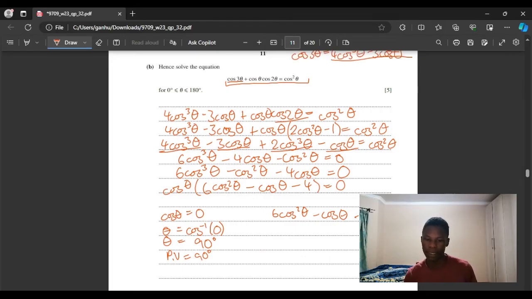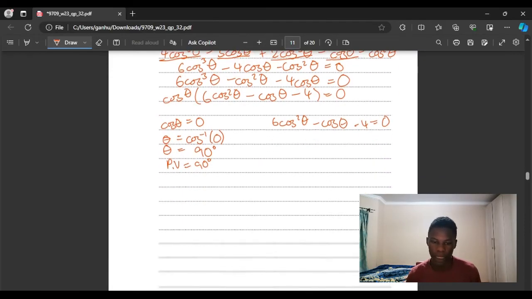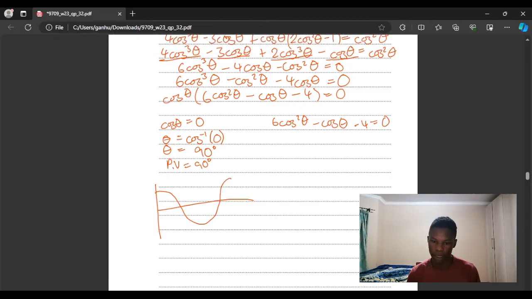And we need to check if there are any other values within this interval. Let's just sketch a graph of cos x. So this is 90, 180 is over here, that's 180. So when y is 0, that's the line through the x-axis. The only other point would actually be beyond 180, so it means from cos theta equals 0, our only solution is PV equals 90 degrees.